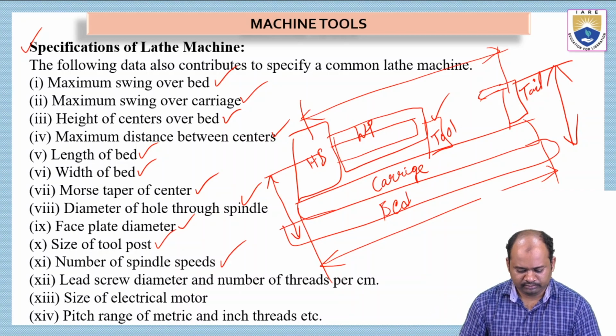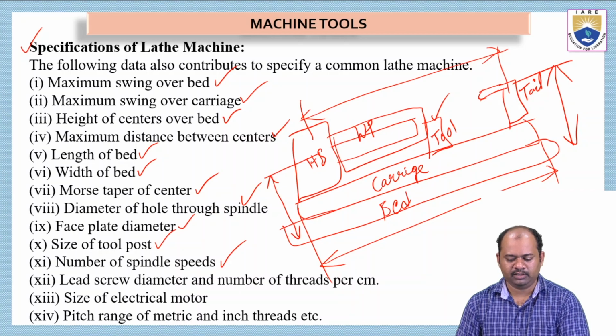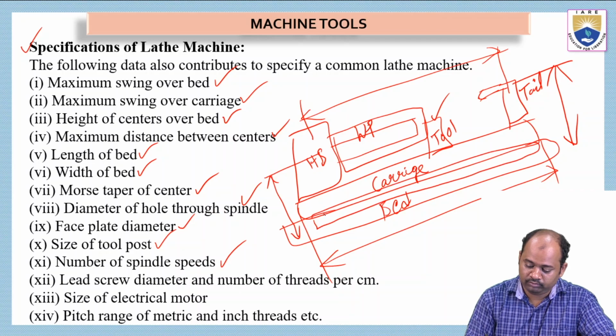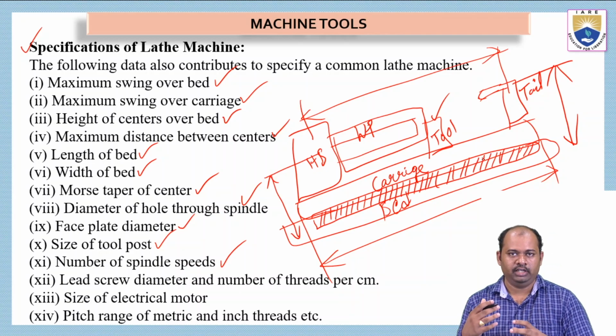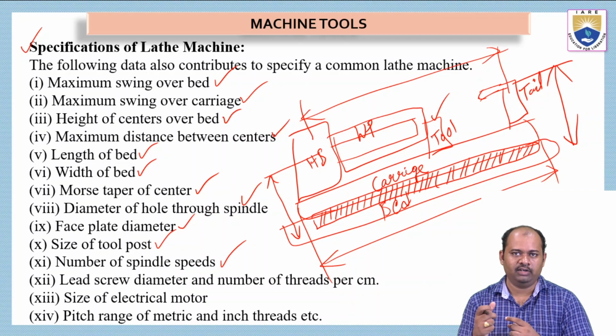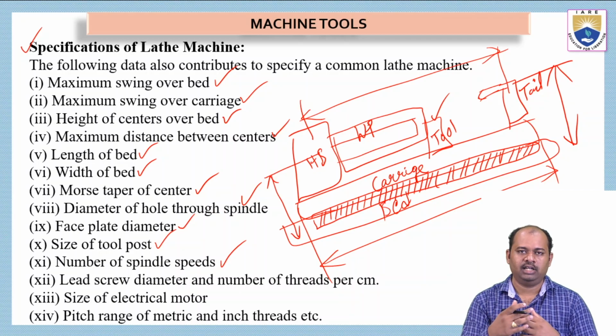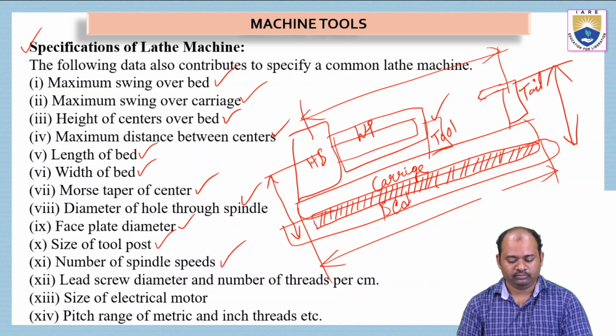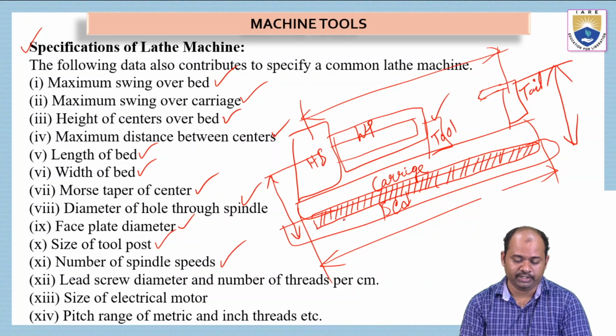Okay, and then lead screw diameter and number of threads per centimeter. Here we have a special device called the lead screw. This lead screw is used while the thread cutting operation is done. For thread cutting, we operate this lead screw, which is engaged to the tool post, and by which we can get a helical thread cut on the workpiece. So depending on the number of threads per centimeter on the lead screw and the diameter of the lead screw, we can specify a particular lathe.